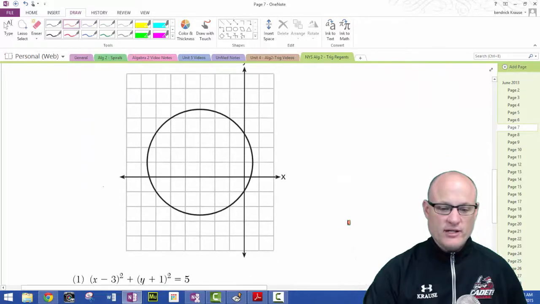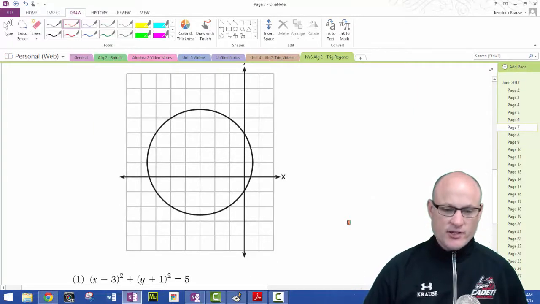All right, so what you need on this one is you need the center. So that's the first thing you're going to need, and that center is -3, 1.